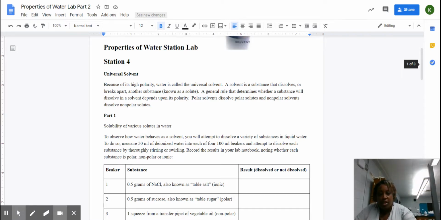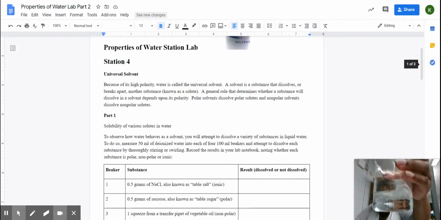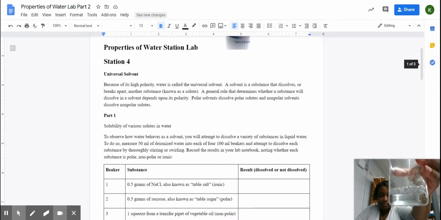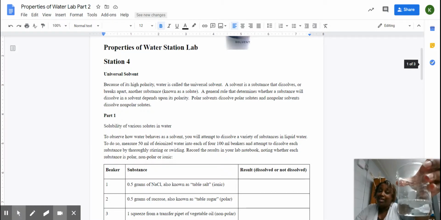And if you look here, let's see, I can actually help you if I have the camera. See that vegetable oil on the top? It's not going anywhere, even if I swirl again. Let it settle. Still on the top. So our result there is what? Not dissolved.